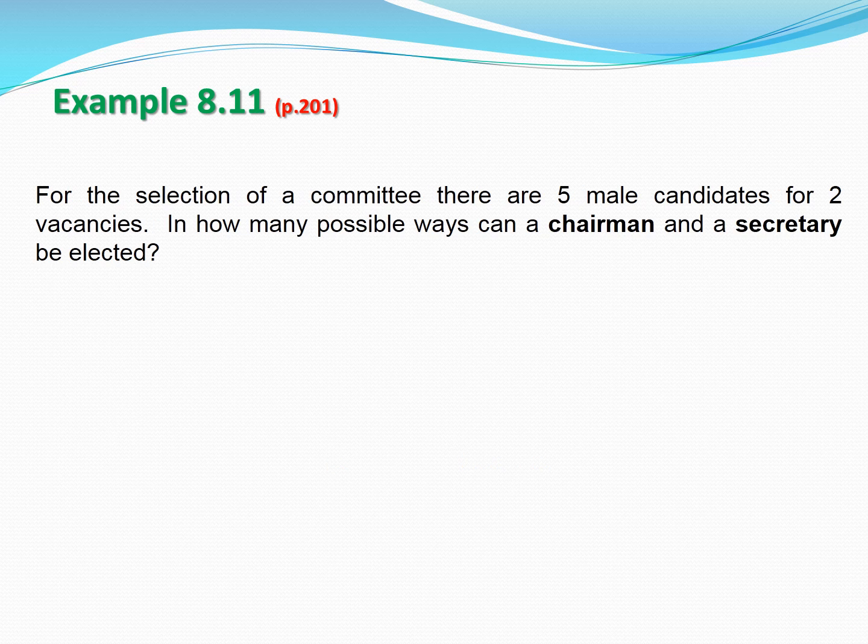In the following example, they tell you, for the selection of a committee, there are 5 male candidates for 2 vacancies. In how many possible ways can a chairman and a secretary be elected? So I have different positions, a chairman and a secretary, so there's rank involved. So this will also be a permutation without replacement. I have 5 candidates that I can select the 2 vacancies from. So my N will be 5 and my R will be 2.